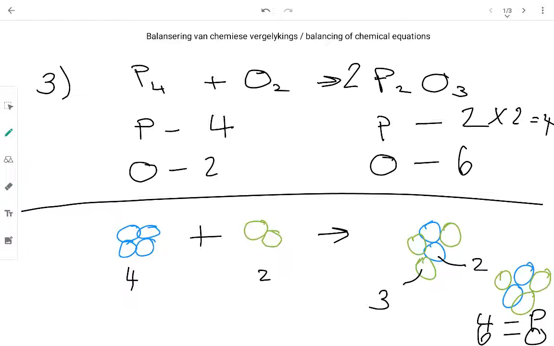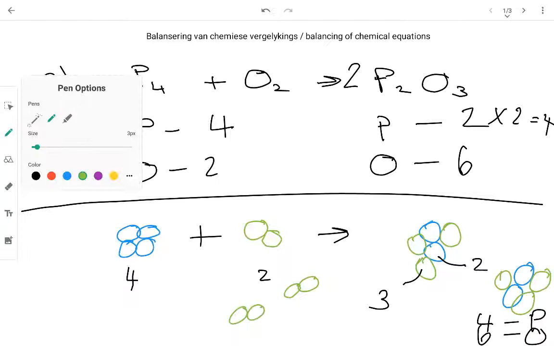So if we have a look, our phosphorus atoms are balanced now, but not our oxygen atoms. On my right hand side, I have 6 oxygen atoms and not 3 anymore. So what I need to do now is add some oxygen atoms so that these oxygen atoms can react with the phosphorus to create these 6 oxygen atoms for me. I'm first going to do method 2. Where I had 2, I need to have 6 now. So I need to add 2 more pairs of molecules.